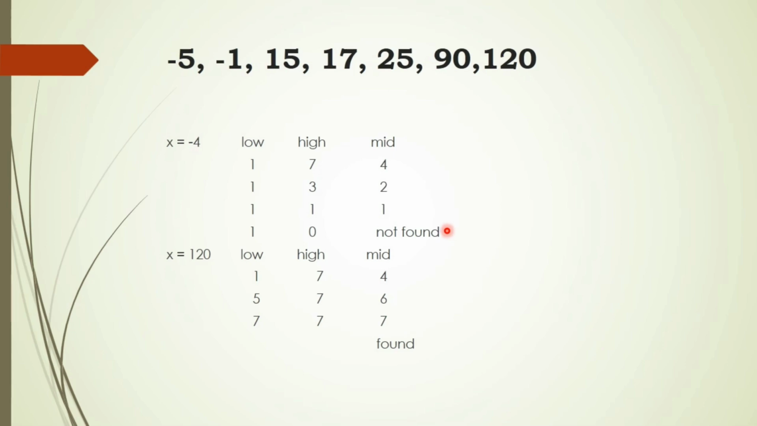So finally, how many comparisons did we do in order to get the result? We are going to note. That's why we are checking. Similarly, you can try for x is equal to 120. 120 is present at the last position. So after 3 calculations are made, we find the element 120 was found at position 7.